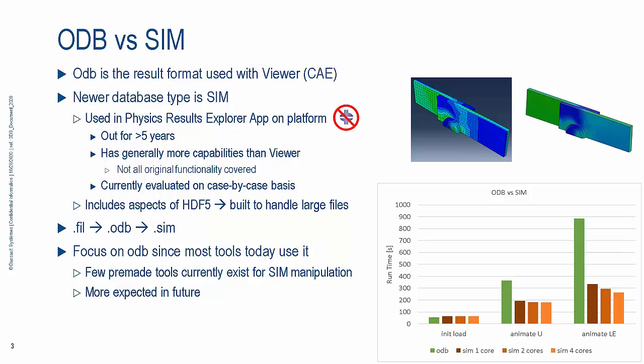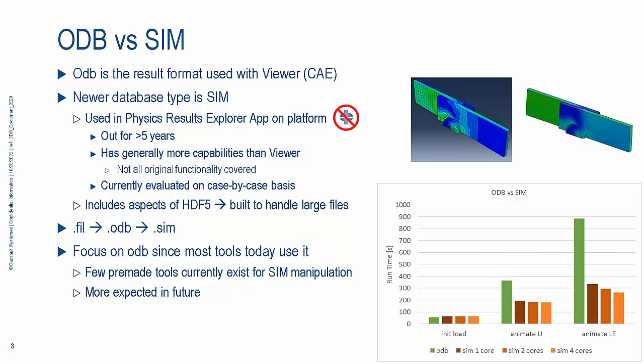We've got a number of pre-made tools available for ODB. We don't have quite as many for SIM, but we do expect more in the future. So just to give you an example of time comparison for ODB versus SIM. This is a large high-tech model where I've just taken it, done an initial load, and run through an animation. So I loaded all of the displacement frames and all of the strain frames. The green shows how long it takes the ODB to run through all of those frames, and the orange shows how long it takes the SIM database to run through all of those frames to produce an animation.